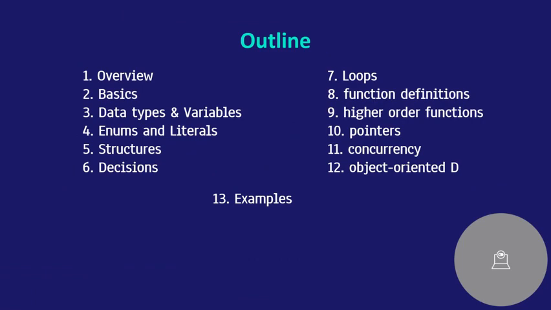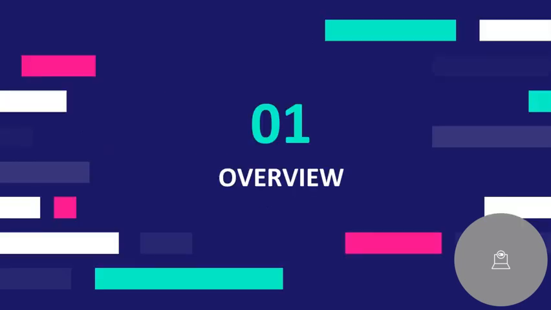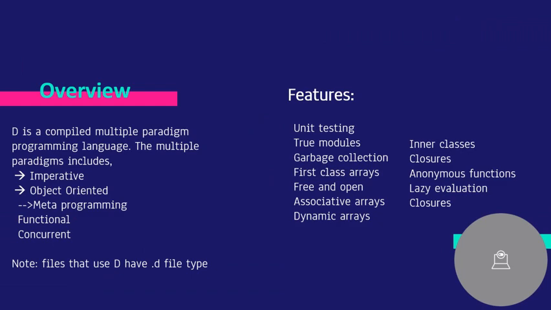So let's start with a brief overview of today's agenda. We will cover the basics of the D language, including data types, control structures like loops and decisions, and advanced topics such as concurrency and object-oriented features. We aim to provide clear examples to illustrate all of these concepts. So let's begin with a simple overview of what we're going to discuss today.